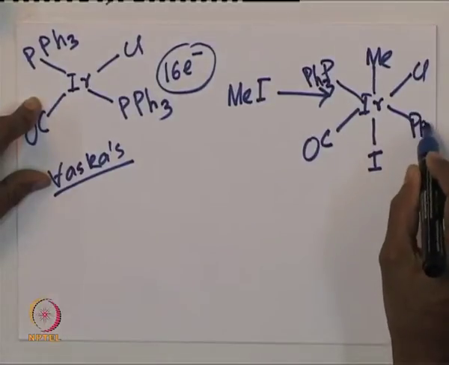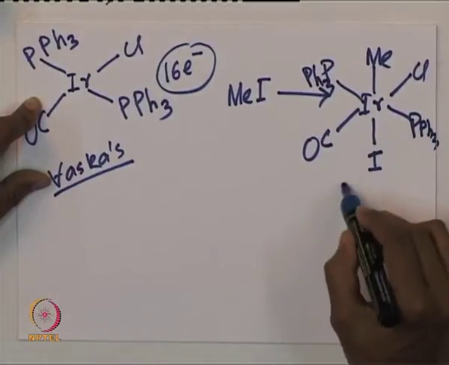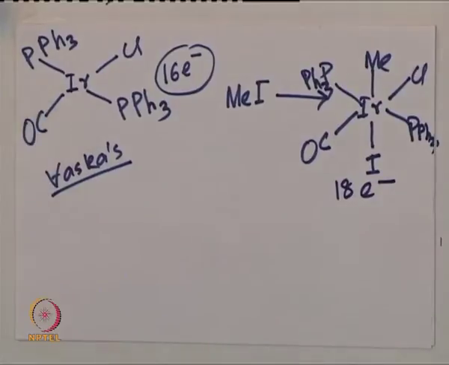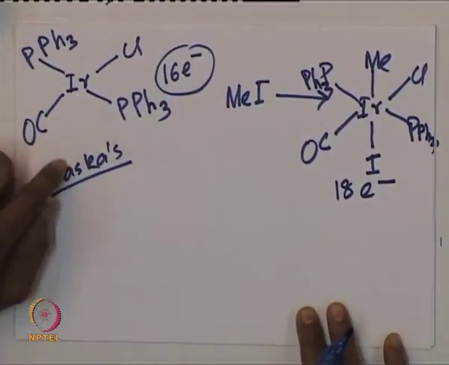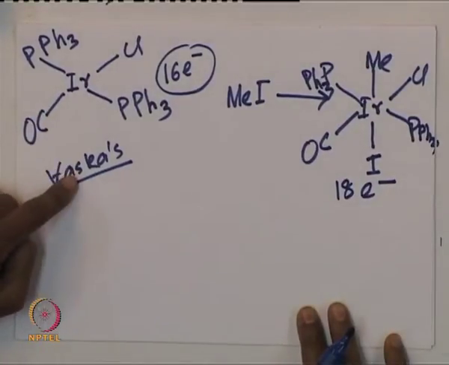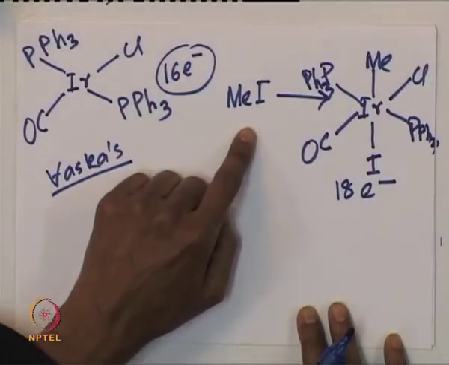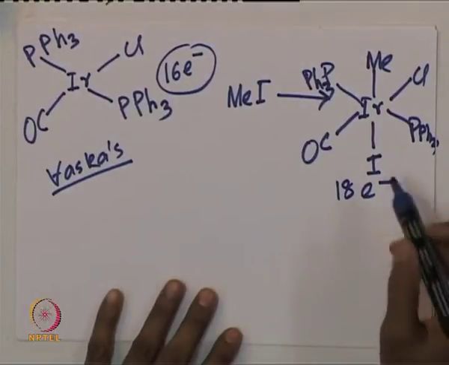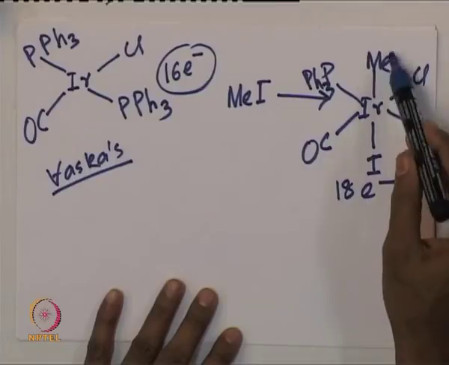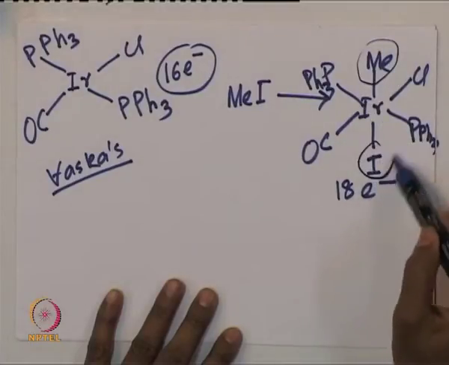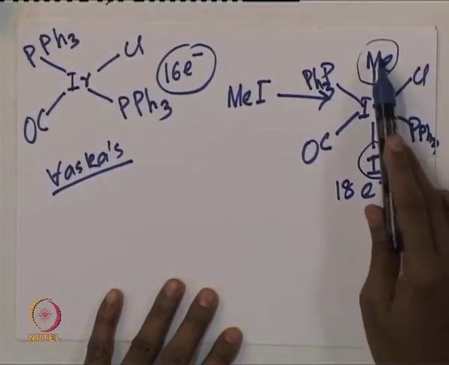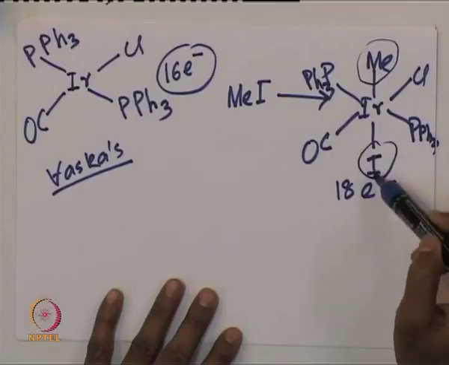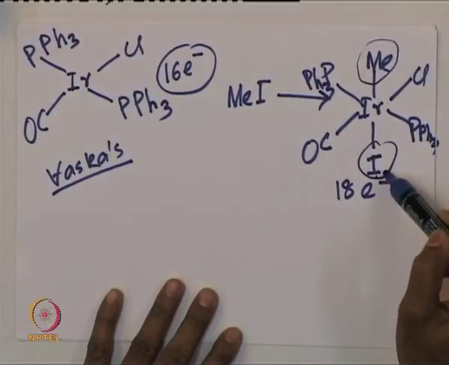Now, this species overall will again have an 18 electron count. Now, the Vaskas complex, which is a 16 electron species, reacts with methyl iodide to give the 18 electron species. A few things are to be noted. First of all, you can see a trans addition type of thing, where methyl is on the trans side of the iodide, right.